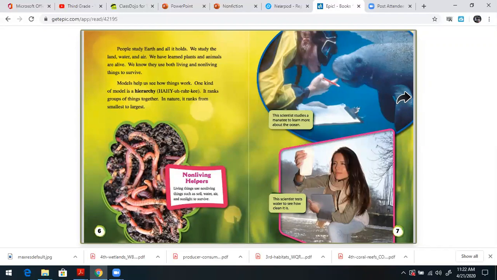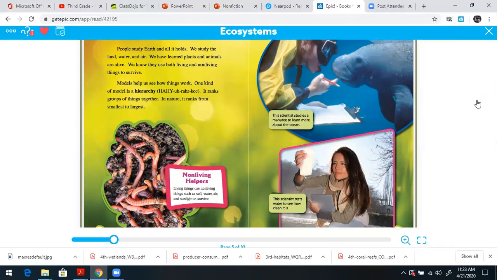People study Earth and all it holds. We study the land, water, and air. We have learned plants and animals are alive. We know they use both living and non-living things to survive. Models help us see how things work. One kind of model is a hierarchy. It ranks groups of things together. In nature, it ranks from smallest to largest.